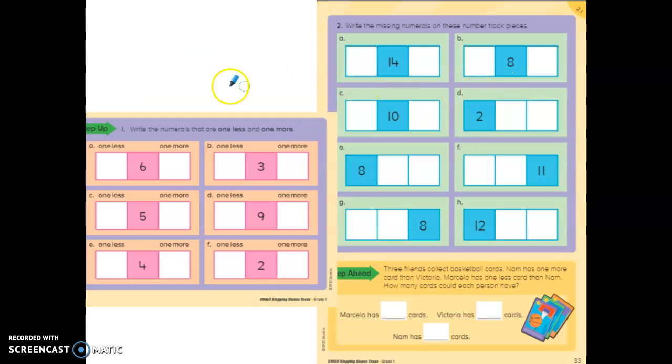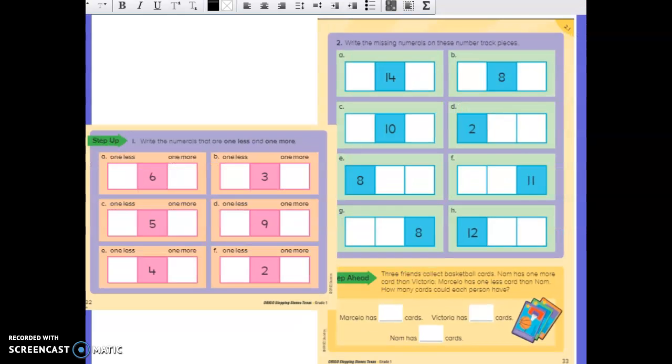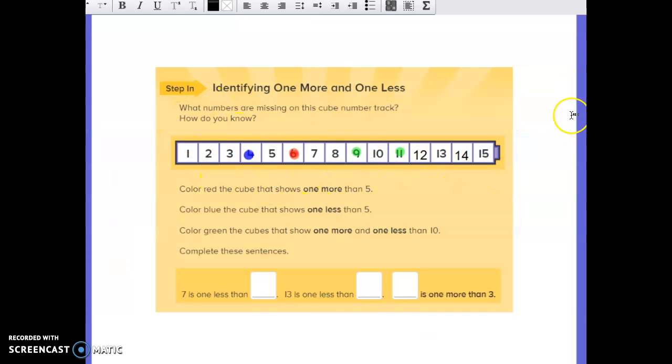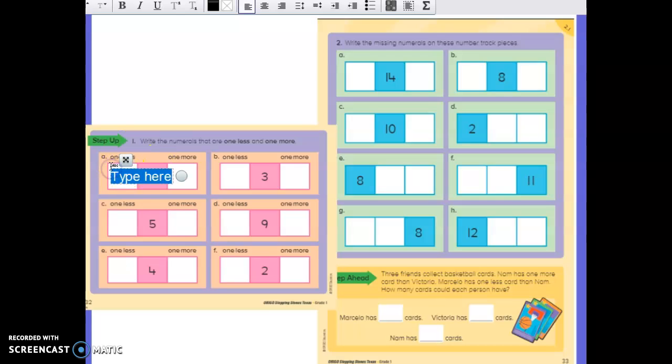Okay, let's look at number 1A. It says, write the numerals that are 1 less and 1 more. So this is all about looking left for less, looking right for more. So we have the number 6. Think back to your number track. You can just look up here at your number track. It will help you. 1 less than 6 is 5, and 1 more than 6 is 7. So you're going to do that with each one of these numbers. Look at 6, go left for less, go right for more. And you're going to do the same thing with 2, except these have different numbers. So like 8, here we go, 8, and then the 2 numbers that come after 8.